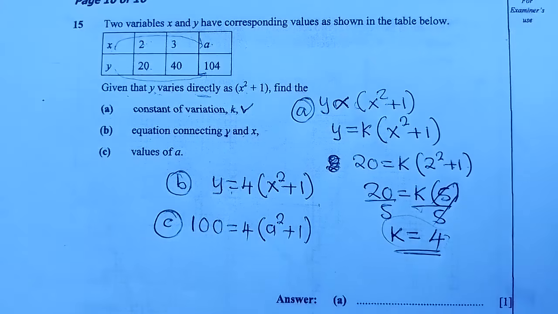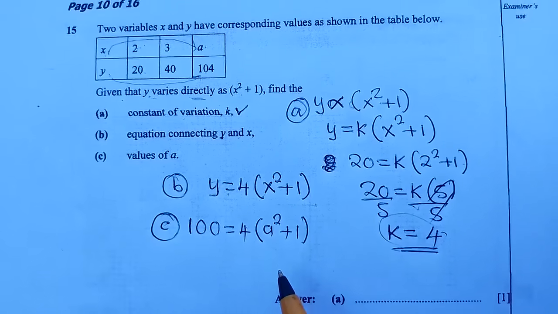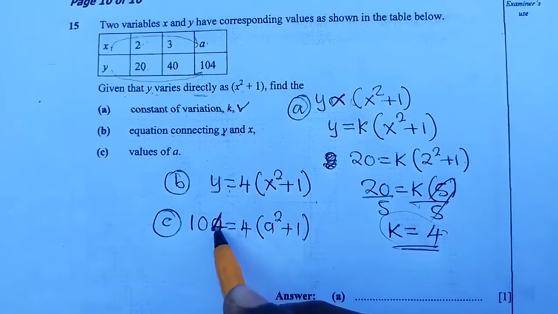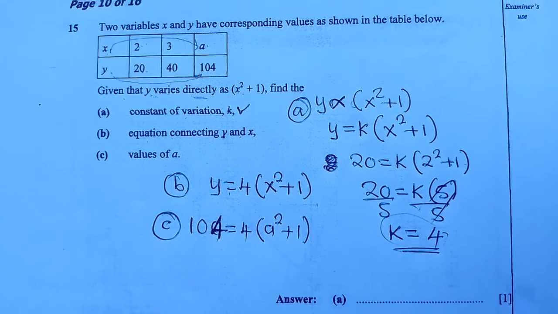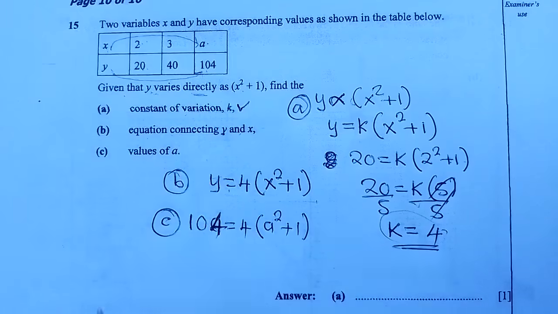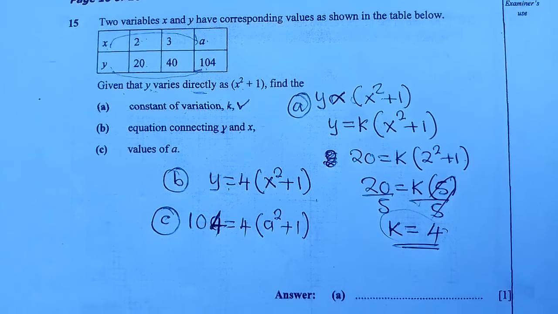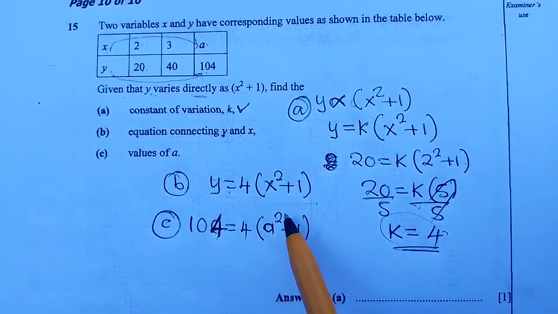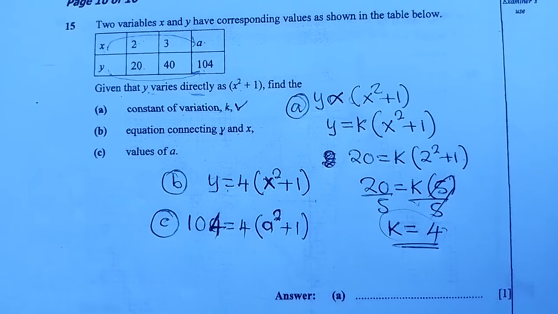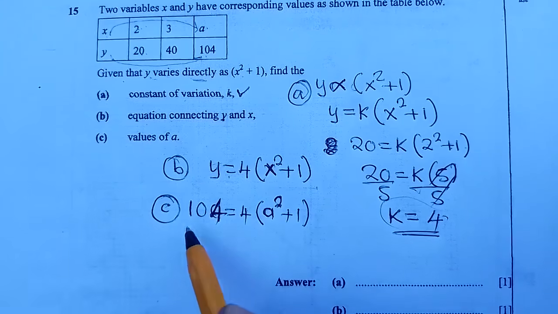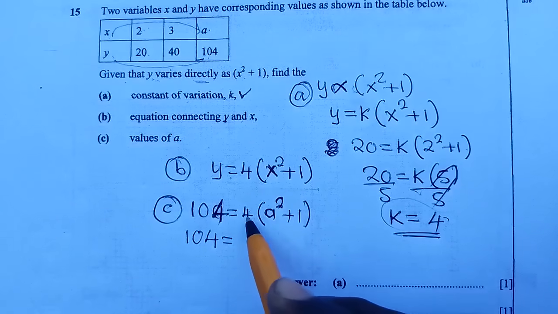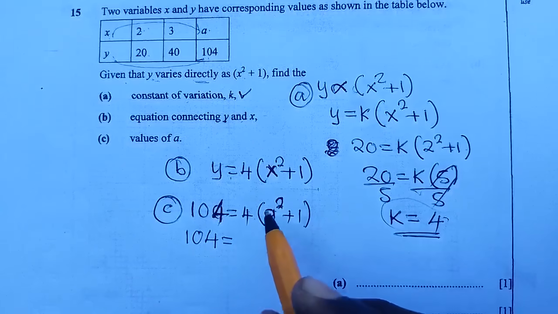This is the mistake that we make. Some people forget to put the square there. You are just substituting x, so you are not supposed to forget the square. So here, 104 is equal to, so here you multiply. So what is 4 times A squared?